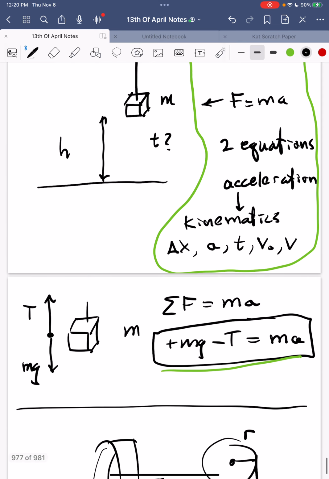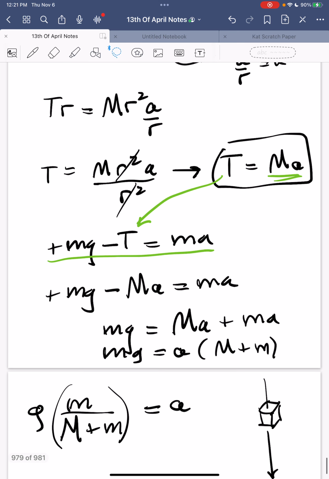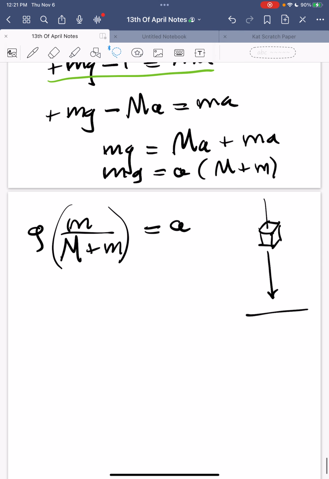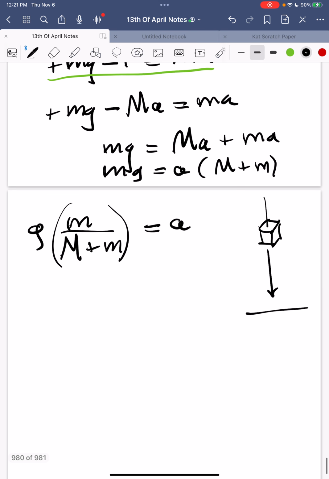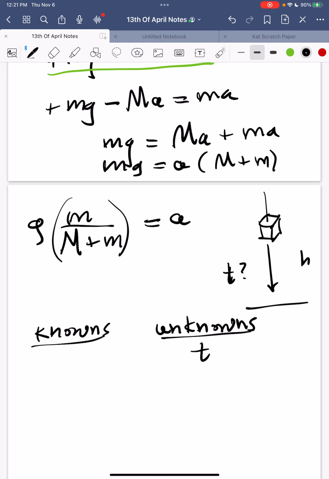So if we go back to where we were, let's just take a look at the steps. We set this up, we got two equations, and we basically solve for the acceleration. Now that we've got the acceleration, we're going to do the kinematics on that. Okay, so let's do that, kinematics. So what we're asking for in this problem is the time it takes to fall, but we're given the height. So what do we know and what do we not know? So here are the knowns, here are the unknowns. The unknown is the time it takes to fall.